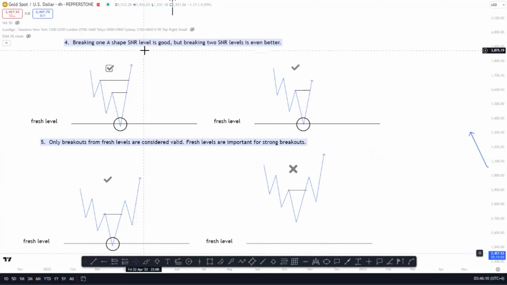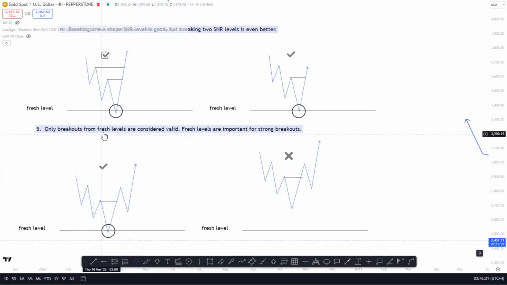Breaking one A-shape SNR level is good, but breaking two SNR levels is even better. When the price breaks two A-shape SNR levels, it makes our breakout more valid, and it's a good confirmation that we have changed from bearish to bullish trend.